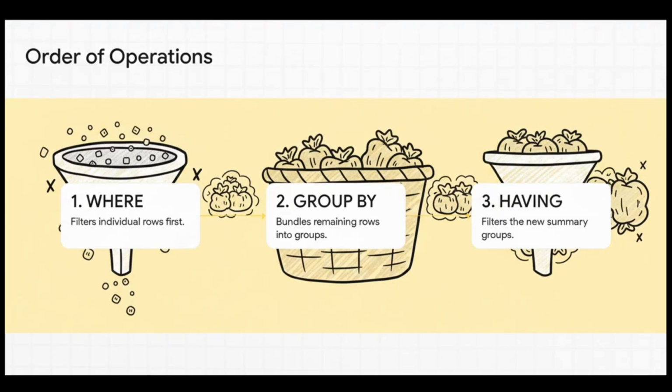You have to get this order of operations in your head. It is so important. First, WHERE comes in and filters the raw individual rows. Then, GROUP BY takes all the rows that survive that filter and bundles them into our summary groups. And only then, at the very end, does HAVING come along to filter those newly created summary groups. They have very different jobs.